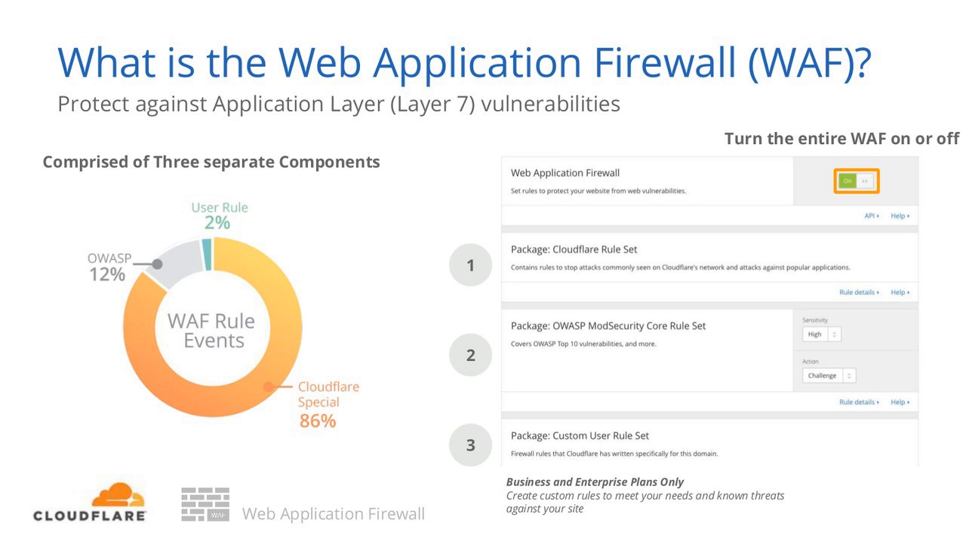Now, the other thing you will see on this slide is we've enumerated essentially 3 parts of the WAF. For number 1, you will see package Cloudflare rule set. For number 2, you will see package OWASP rule set. And for number 3, you will see custom user rule set. And I will talk to you about what each of these are. But on the left, you can already see that most of the blocks that we issue are due to Cloudflare, due to the Cloudflare rule set. About 12% is by OWASP, and 2% is by custom rules. And I should clarify here that custom rules are available only to the business and enterprise plans.